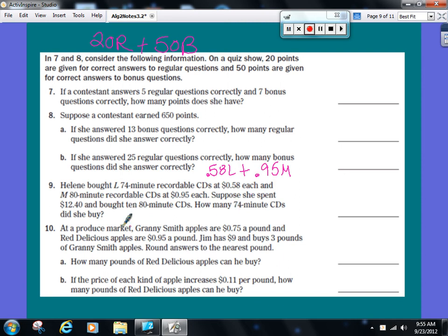Now plug in what they give you. She spent $12.40, so it's going to be equals $12.40 here. Not only that, she bought 10 80-minute CDs. The 80-minute CDs were M, so then you're going to plug 80 into here and solve. Okay, I don't think we need to go over the last one either. I think this should be pretty easy for you.